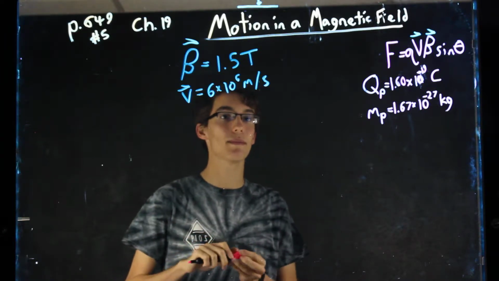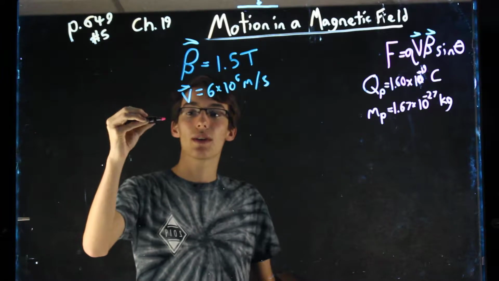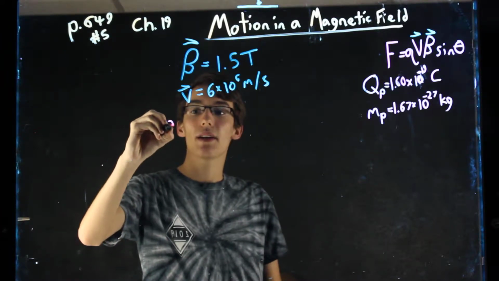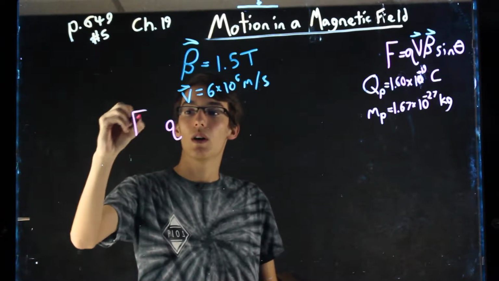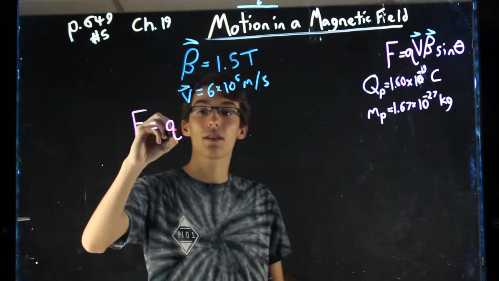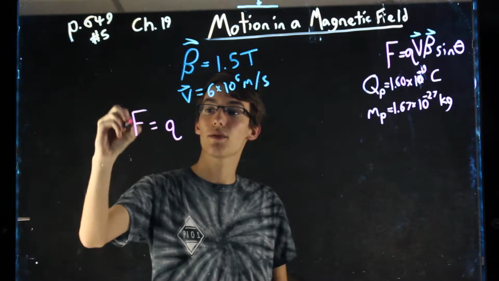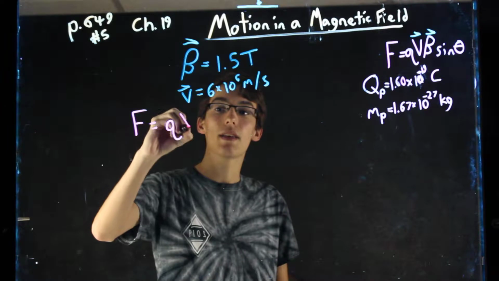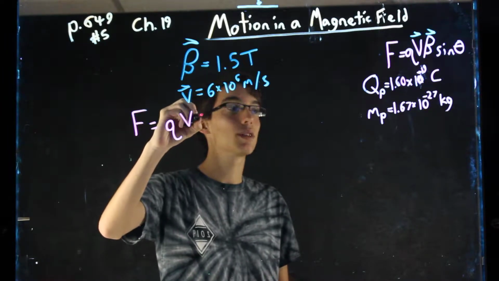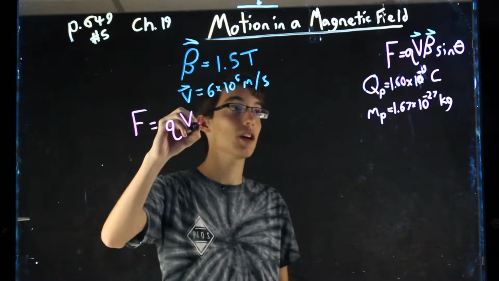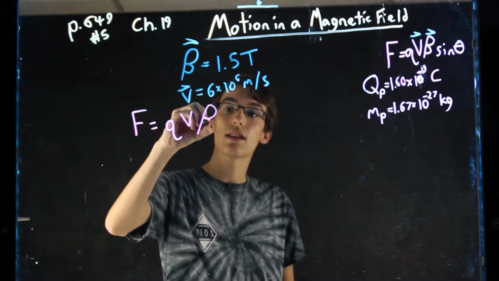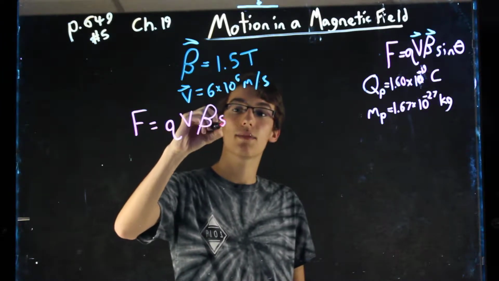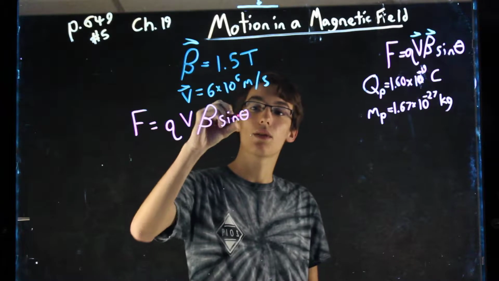The maximum magnetic force is going to be the maximum value of our magnetic force equation. So the magnetic force is equal to the velocity of the proton times the magnitude of its charge times the magnitude of the magnetic field times the sine of the angle between them.